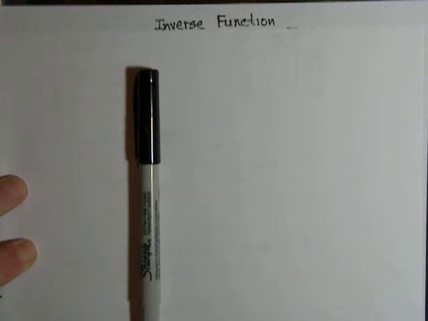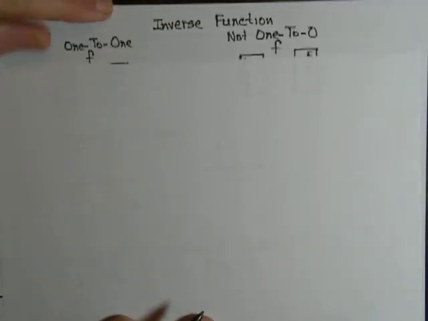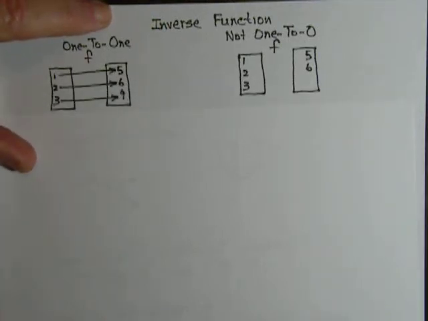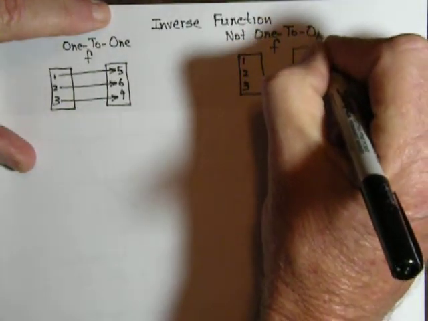This time we're going to talk about the inverse function. The first thing we need to talk about is a special kind of function called a one-to-one function. And it's pretty easy to understand what a one-to-one function is.